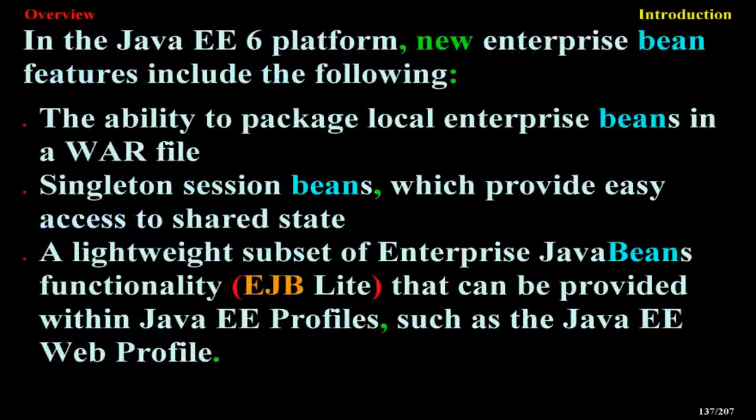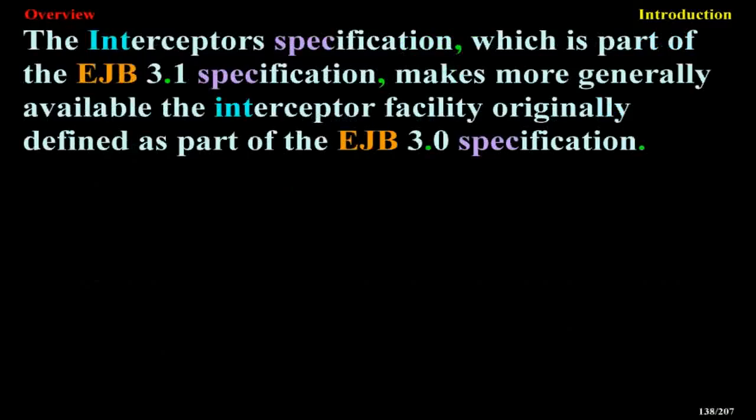In the Java EE 6 platform, new Enterprise Bean features include the following: the ability to package local Enterprise Beans in a WAR file, singleton session beans, which provide easy access to shared state, a lightweight subset of Enterprise JavaBeans functionality, EJB Lite, that can be provided within Java EE profiles, such as the Java EE Web Profile. The interceptor specification, which is part of the EJB 3.1 specification, makes more generally available the interceptor facility originally defined as part of the EJB 3.0 specification.